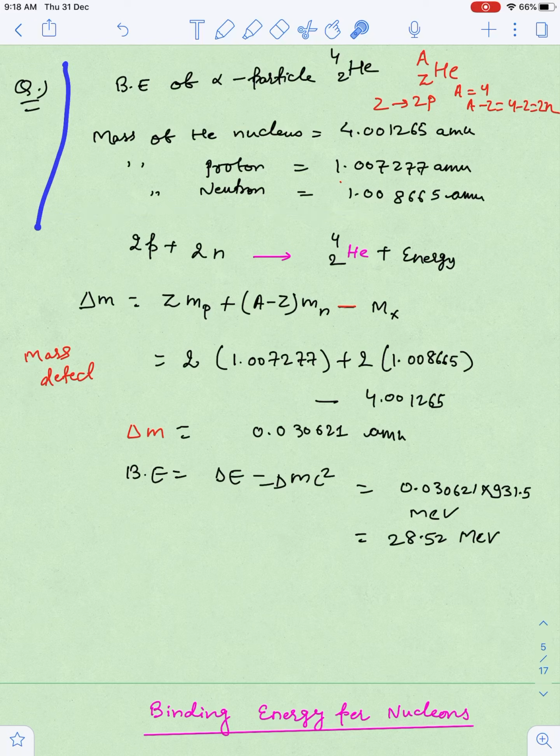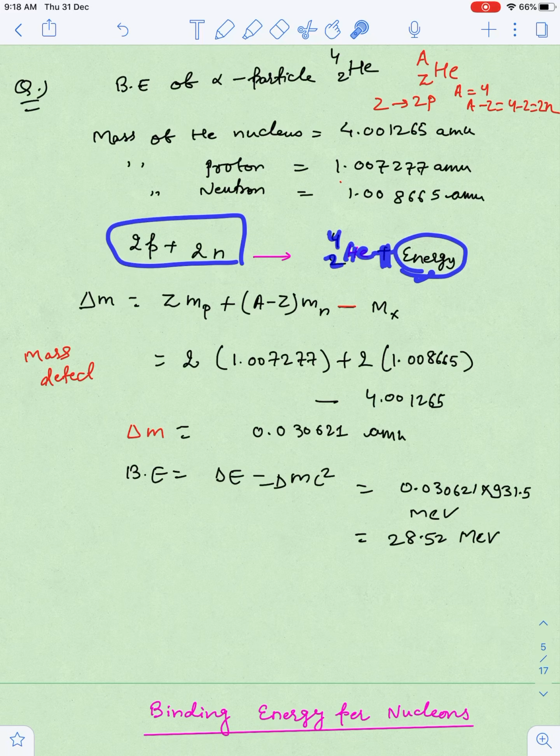This type of question you will find in either board exam or in JEE Mains. Alpha particle is helium He 2 4. In alpha particle the atomic number is 2, so 2 protons are there, and neutrons are A minus Z, that is 4 minus 2, which is 2 neutrons. So 2 protons plus 2 neutrons make alpha particle He 2 4 and release some energy. This is the energy required to bind these nucleons, and that is why it is known as binding energy. First of all, we have to calculate mass defect.